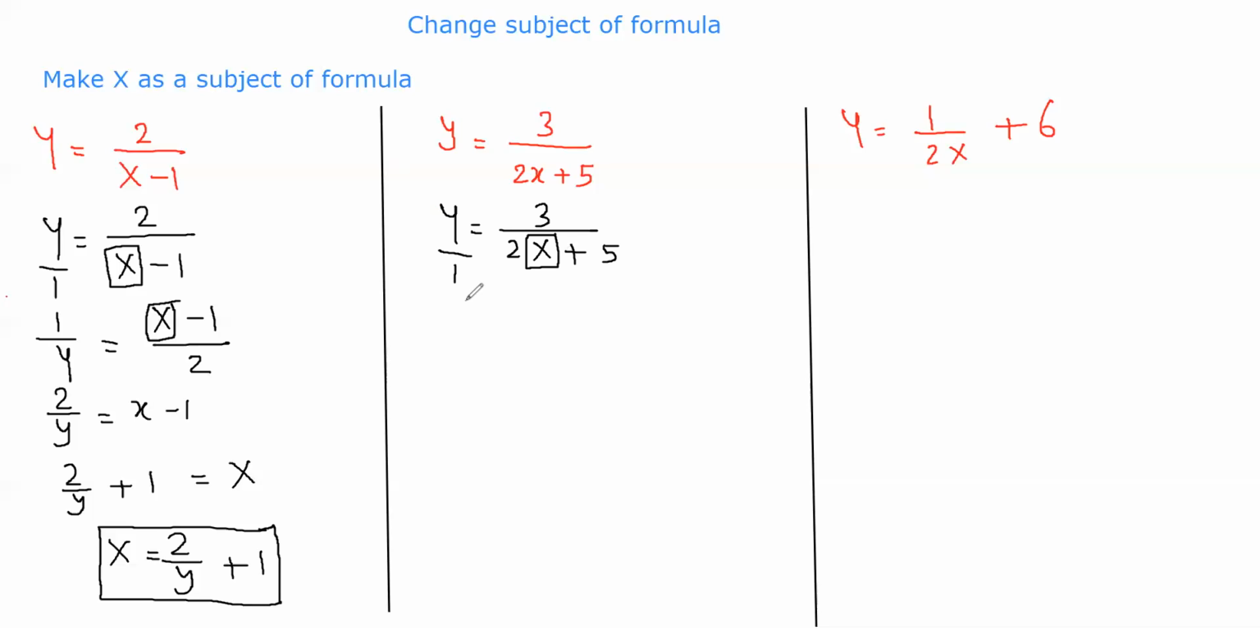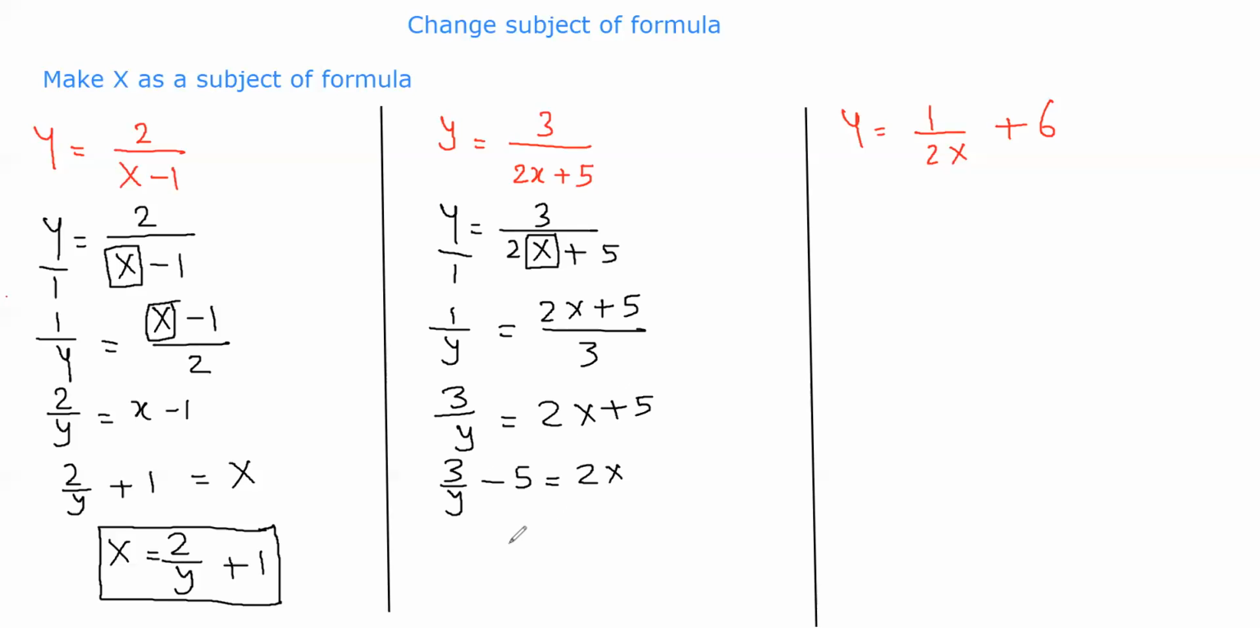Now I will flip the equation. Y over 1, I will write it as 1 over y here, and 2x plus 5 divided by 3. It is very important that whatever we have to make the subject of the formula comes into the numerator. Now this 3 is in divide. When you shift it to the other side, it will come as multiply. So 3 over y is equal to 2x plus 5 here. Now, can we shift this plus 5 as negative 5? 3 over y take away 5 is equal to 2x here.